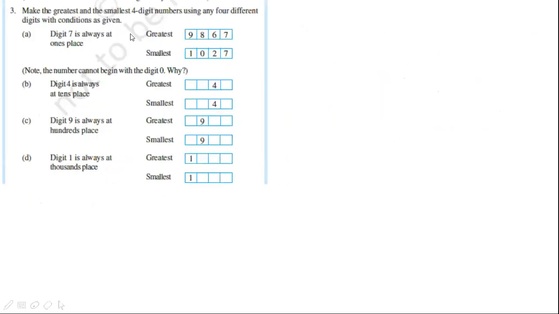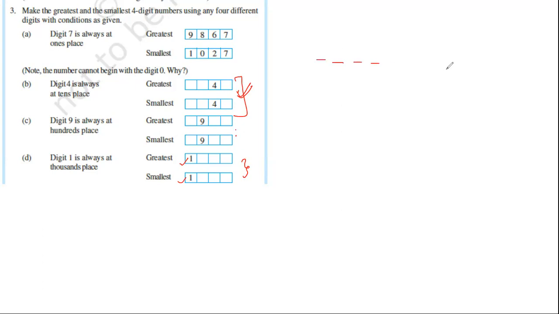Now, some of the examples he has also given here. He's saying, make the greatest and the smallest 4-digit number using the digit. He's saying digit 7 has to be on first place. Okay, this question we have already done. And he's giving some other conditions also. Okay, so out of these 4, 1 I have already done. 1 more I'll do it for you. The rest you try. Now he's fixing 1. So this you try. Out of these 2, I'll pick this one. Okay, this I'll try. Now he's saying digit 4 is always at tens place.